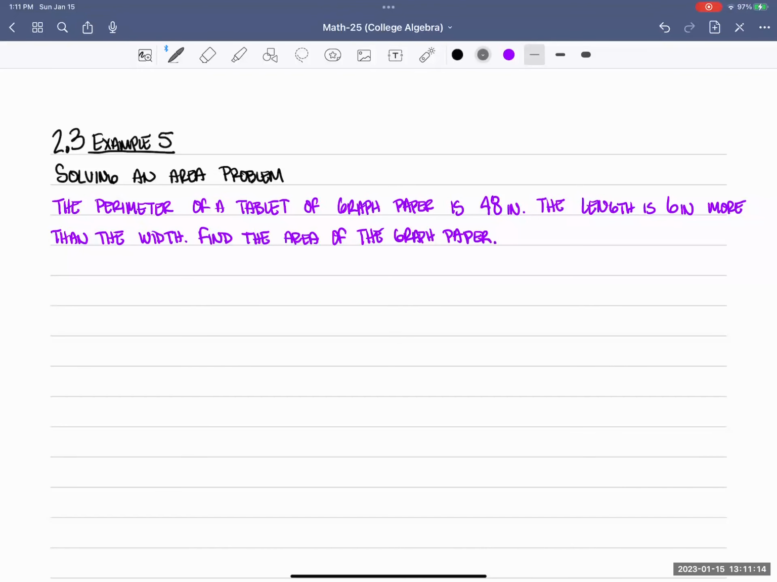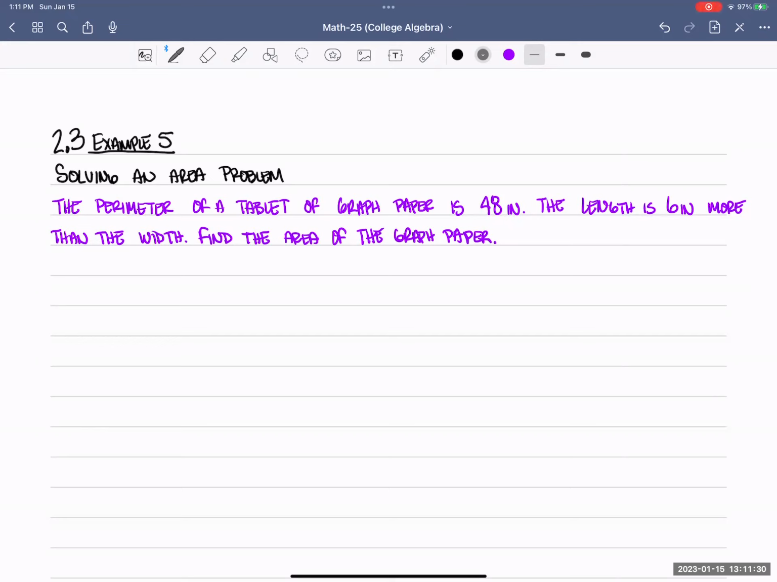Section 2.3, example 5, solving an area problem. The perimeter of a tablet of graph paper is 48 inches. The length is 6 inches more than the width. Find the area of the graph paper.